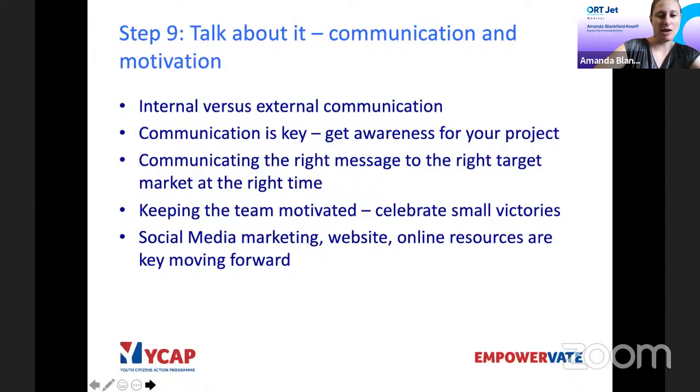Everyone can go and post whatever they want these days, so you have to manage that. And then marketing the right message to the right target market at the right time. Having the right message at the wrong time, not going to work. Having the right message to the wrong people, not going to work. Having the wrong message to the right people, not going to work. So you need to get all of those things right.